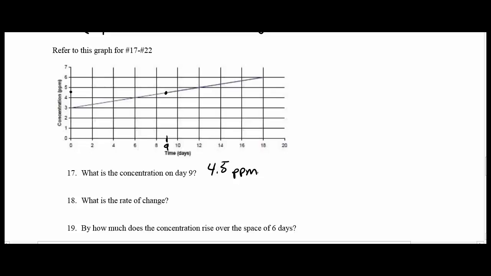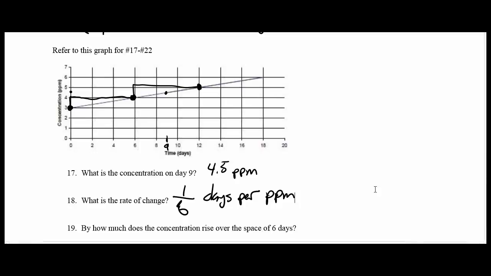Okay, rate of change, I'm going to look for a couple of good points. So I see a point here, crosses a grid line. There's another point, crosses a grid line. There's another one. And so I'm going to go up 1 and over, I want to say 3, up 1 and over 3, but if you look on the x-axis, we didn't really count by 3s, we counted by 2s. So we went up 1 and over 6, and that would be days per parts per million.